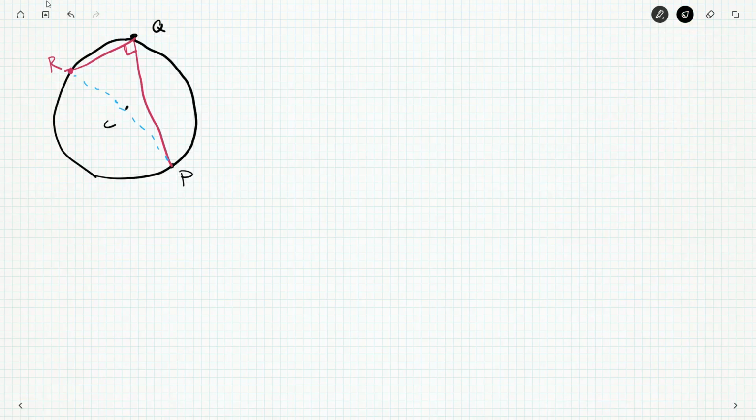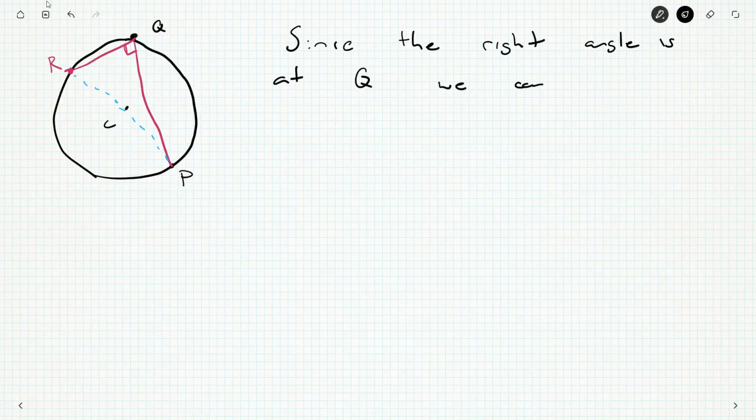Okay, so we might say something like, since the right angle is at Q, we can see PR is a diameter. There's lots of ways to justify this further if you want.